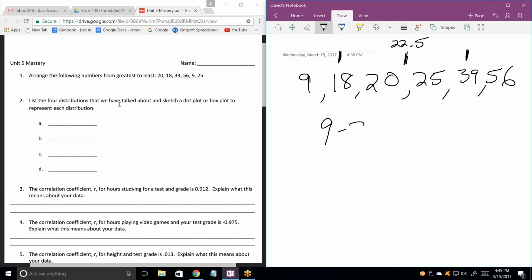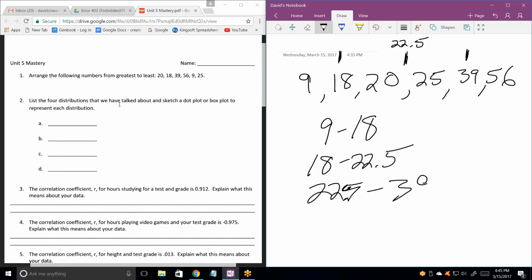All right. My second quartile goes from, I don't mean 9 to 20, I mean 9 to 18, right? My second quartile goes from 18 to 22.5. My third quartile goes from 22.5 to 39. And my fourth quartile goes from 39 to 56. That's the way you do it, right?